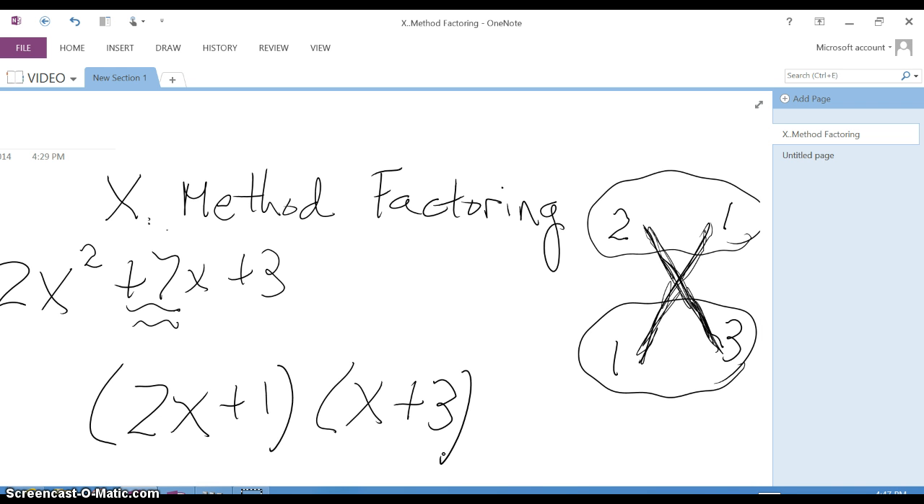And now, if you FOIL out 2x plus 1 times x plus 3, sure enough, you get the 2x squared plus the 7x plus 3. And that is an example of the X method factoring.